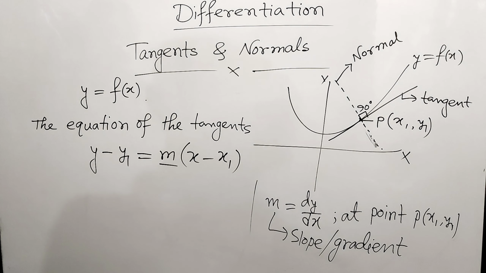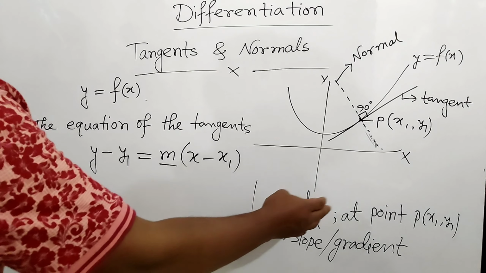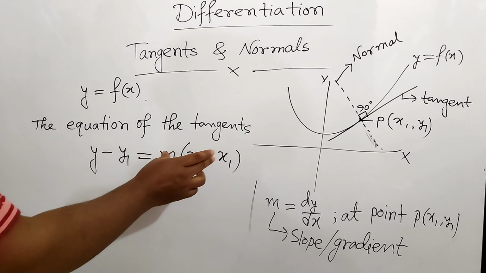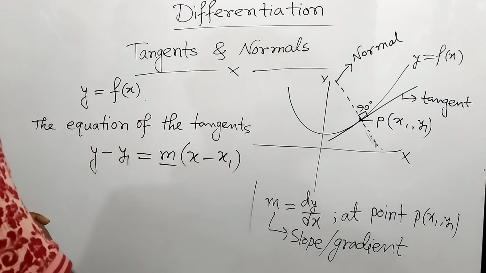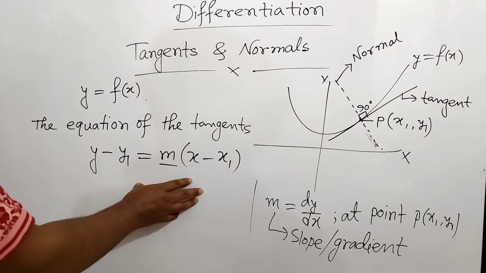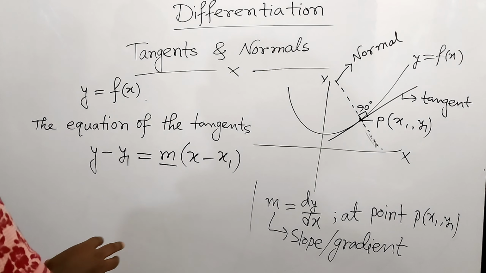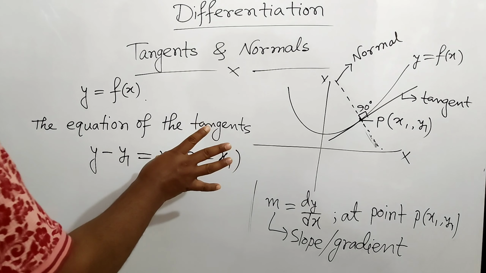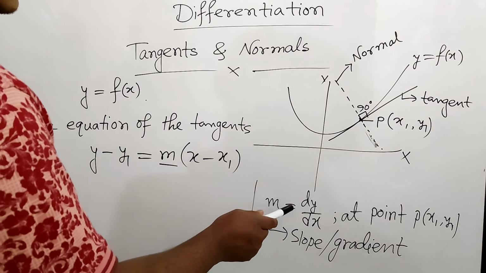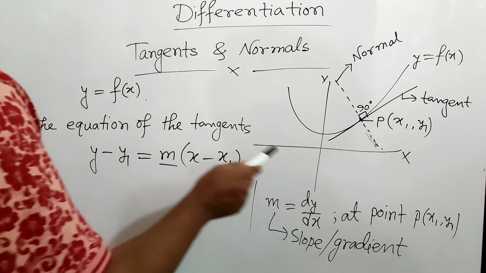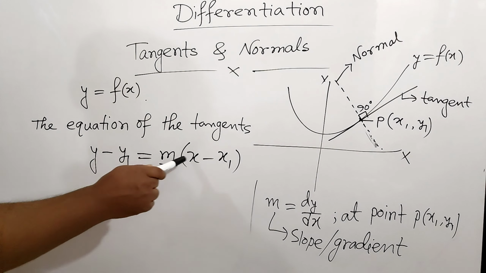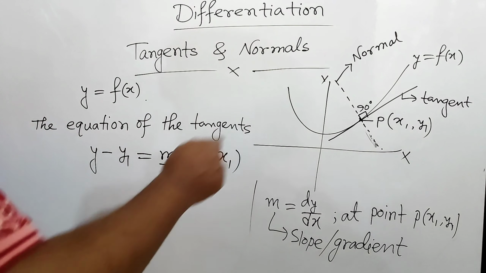So first we need to find the slope of the given curve at point (x1, y1), then we can easily find the equation of the tangent at point P (x1, y1). So this is the formula for finding the equation of any tangent. Keep in mind, m is the important part of this formula. First we need to calculate m, that is dy over dx. Here y is the given function f(x). After that we will use this formula for finding the equation of the tangent.